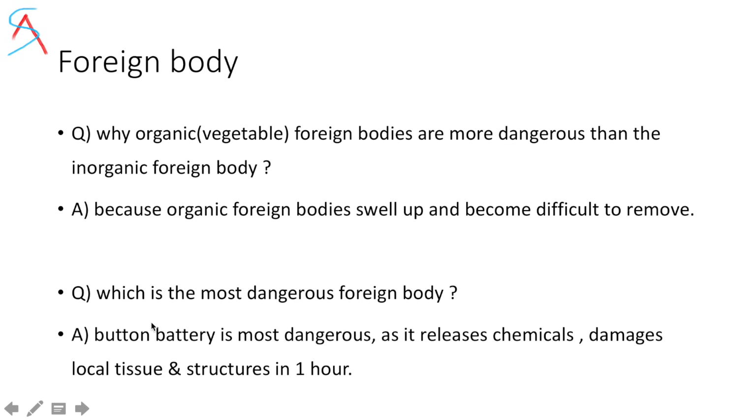So we have to act very fast in button battery. If this button battery is there in the ear cavity, then it can even damage the facial nerve also.